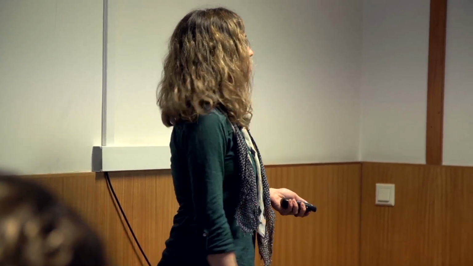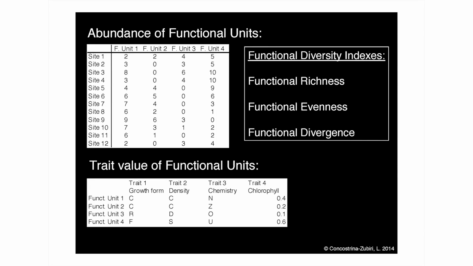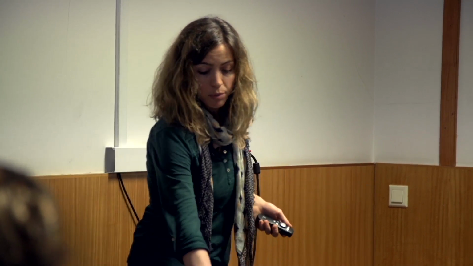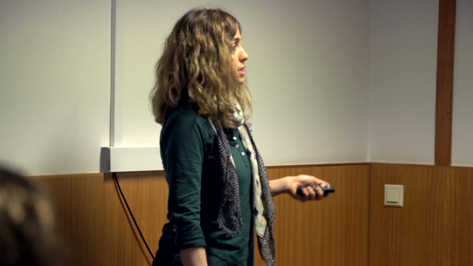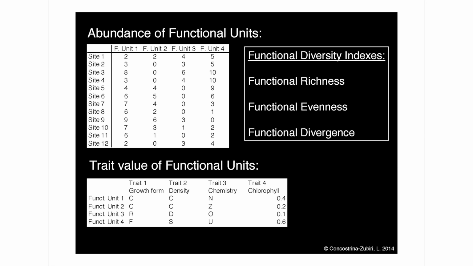So as Alice talked, our idea is to have several sites with changing conditions of climate, hydrological properties, soil properties, and functional units. And for this, maybe a species of lichens that has a similar trait category. And we want to have also the trait value of these functional units. With this information, we are going to calculate these functional diversity indices that Alice explained before.